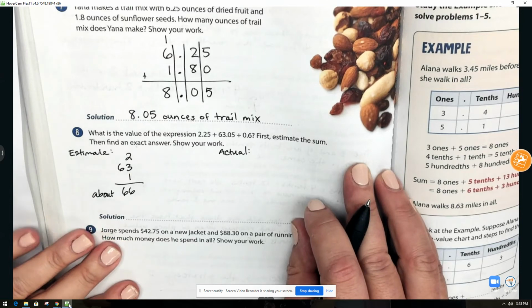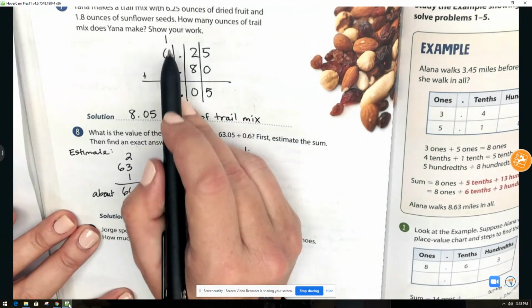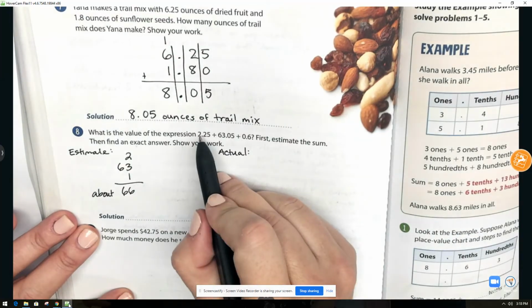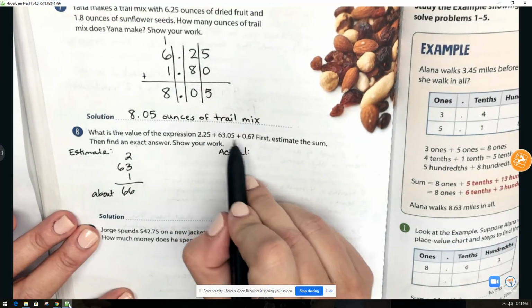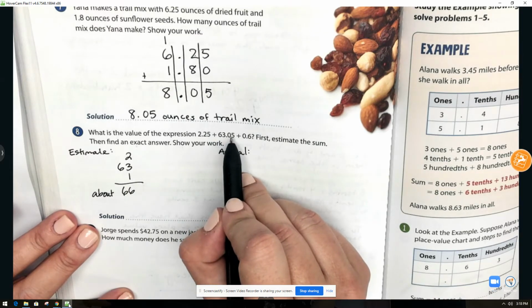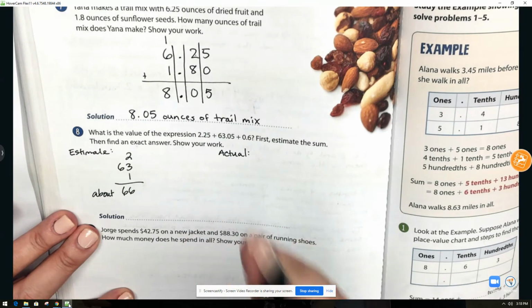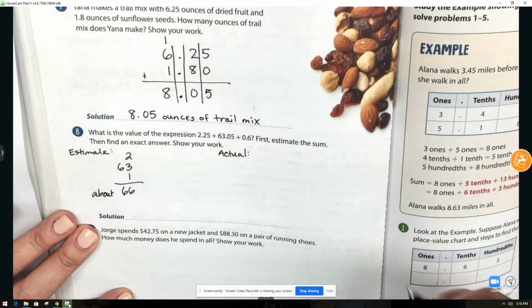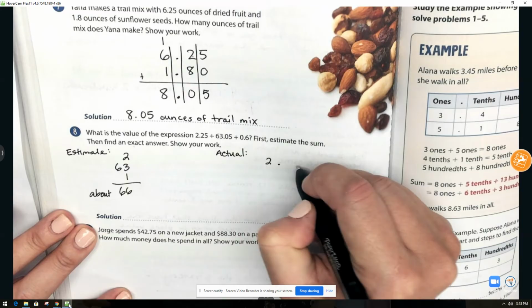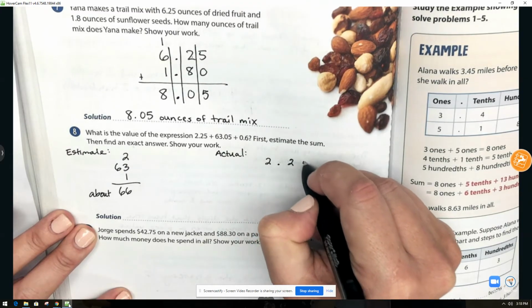So let's see what our actual amount is. I'm going to use the stacking method, making sure that all of my place values line up. I'm going to put them in the order that they are in here. Some people like to use the largest value number first and then move down, but I'm just going to start from the top. So I have 2 25/100.